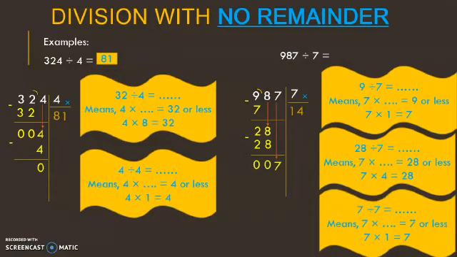I divide. 7 divided by 7 means 7 times what gives me 7 or less? 7 times 1, it's equal to 7. I write 1. 1 times 7, it's equal to 7. I subtract 7 minus 7, it's equal to 0. The remainder is 0 and the answer is 141.